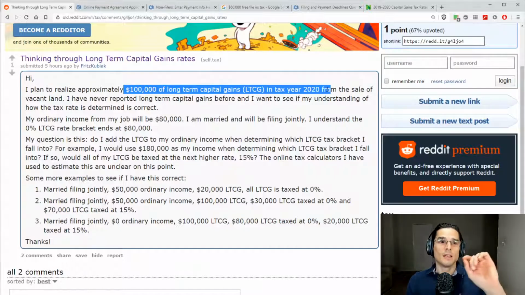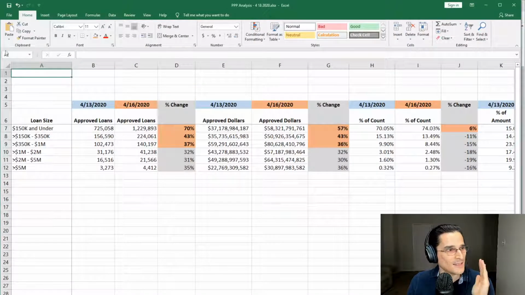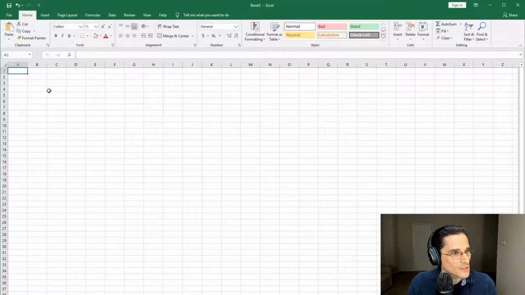So what I want to do is do a before and after comparison of the tax liability before this sale and after this sale, just to see what effect it has on the overall tax liability for the year. So let's do that. And for that, we're going to pull up a handy dandy spreadsheet, right? Come on. Those who have been watching my videos know that this is coming.